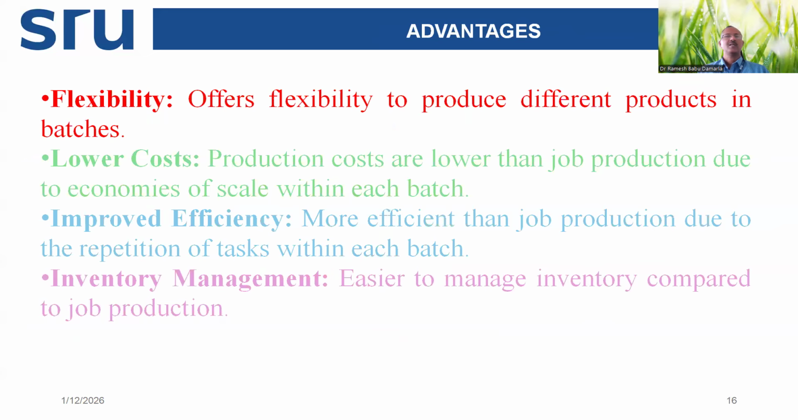Advantages. It offers flexibility to produce different batches on the same machinery. The costs are lower compared to job production because some moderate economies of scale are possible within each batch, and efficiency is improved compared to job production. Inventory management is easier compared to job production.